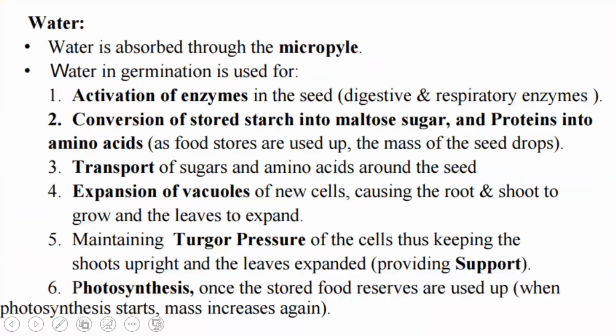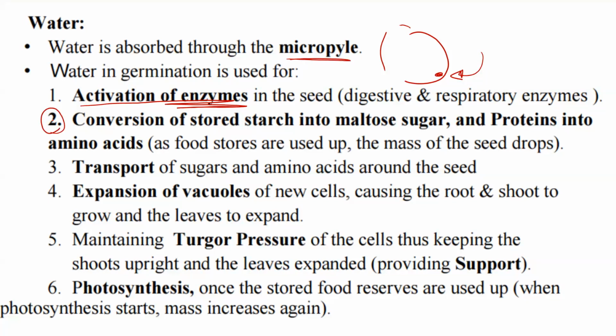Water is used. First, water is absorbed through the micropyle. I think you know what the micropyle is now. That's the small hole in the seed. When the water enters into the seed, this water is needed, number one, for the activation of enzymes in the seed. Any process starts or is catalyzed by enzymes, photosynthesis, respiration, we need the enzymes. So the water is needed to activate the enzymes. Number two, the water is needed to convert the stored starch into simple sugars so that these sugars can be broken down in respiration. Number three, the water is needed to transport sugars and the amino acids within the seed.